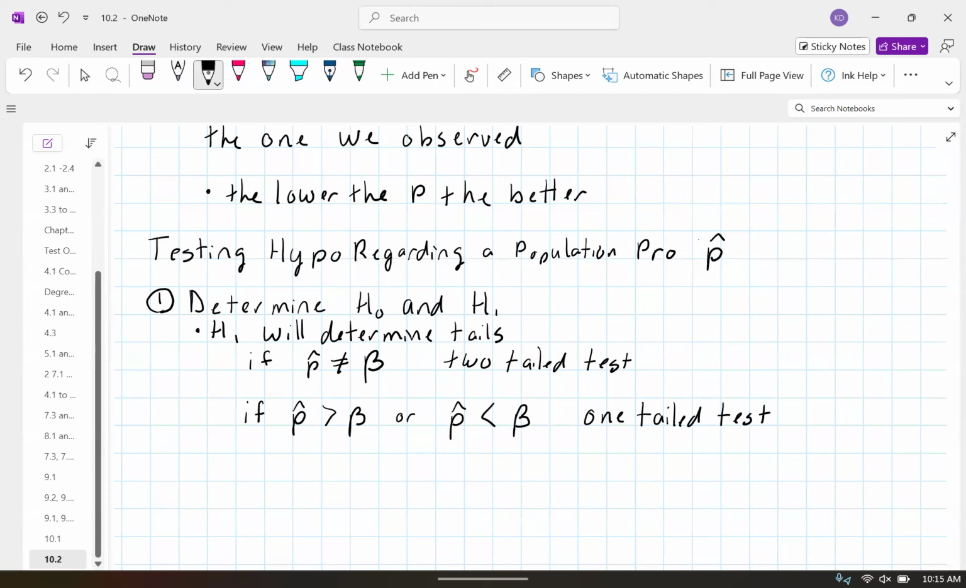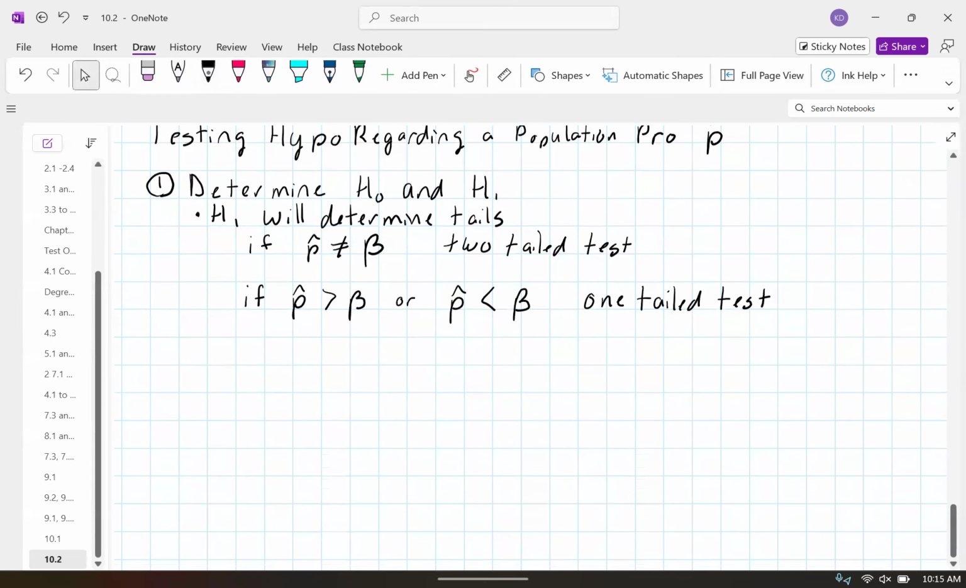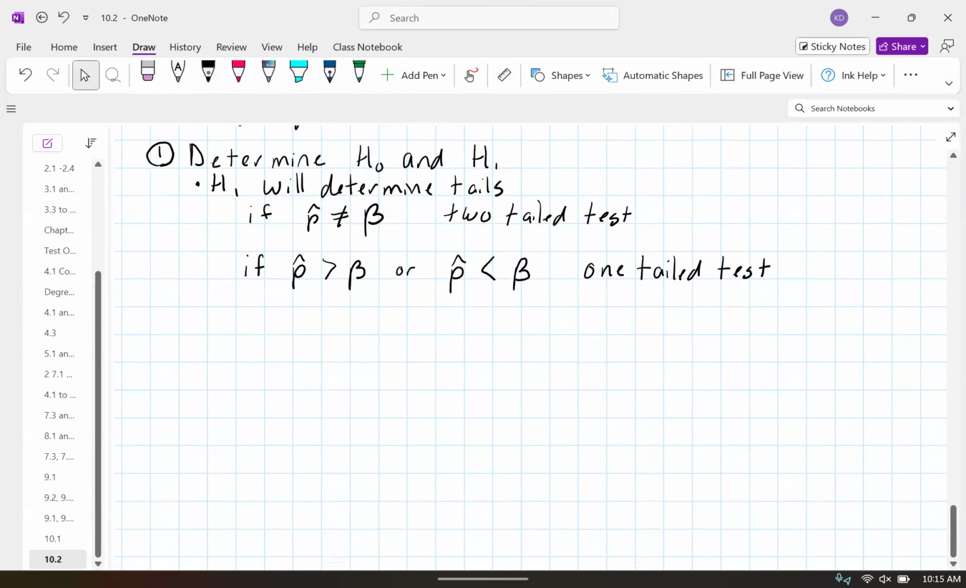And in practice, sometimes it's tricky to tell which one is which. Worst comes to worst, default to the two-tailed, but most of the time they're going to say either greater than or less than. They'll tell you they think this thing is bigger or this thing is bigger. It should be pretty clear with homework and such. Okay, we determined that.